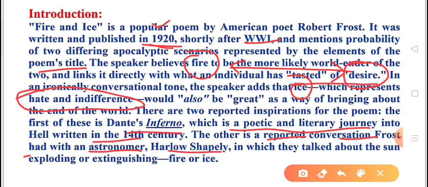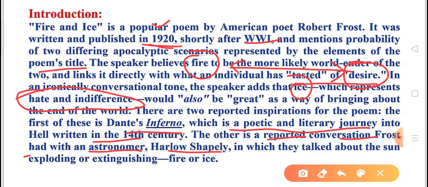Then Harlow Shapley told him that either the sun will explode, and due to the explosion of the sun, the world will get incinerated, destroyed to ashes. Or the earth will freeze into deep space. Because of these two reasons, the world will end. So this conversation was there between Robert Frost and Harlow Shapley. And Harlow Shapley was surprised that just after 1 year, he read this poem of Robert Frost in a magazine.